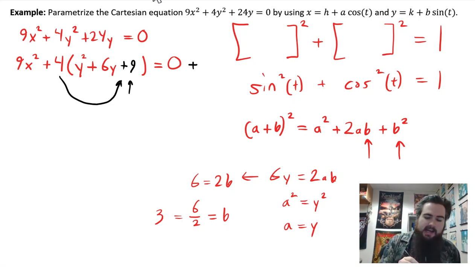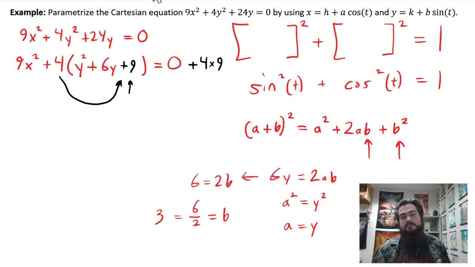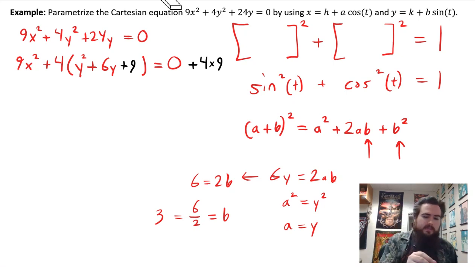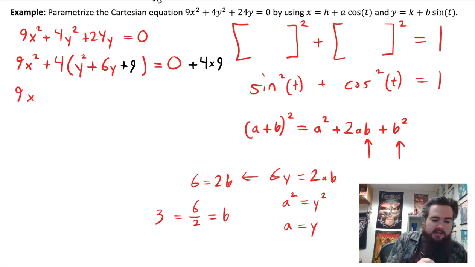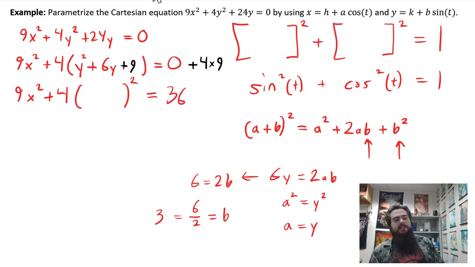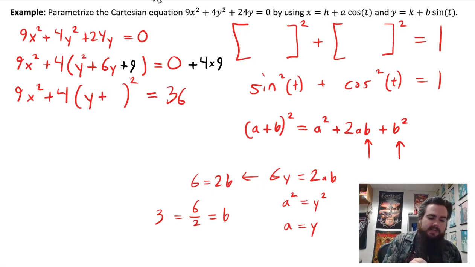So I need to add 4 times 9, because realistically what I added to both sides is 36. So I need to compensate for that. And there, I have now completed the square and can try to manipulate this. If I do so, that'll give me 9x squared plus 4 times this expression equals 36. And this expression, y squared plus 6y plus 9, I can simplify that down into y plus 3.